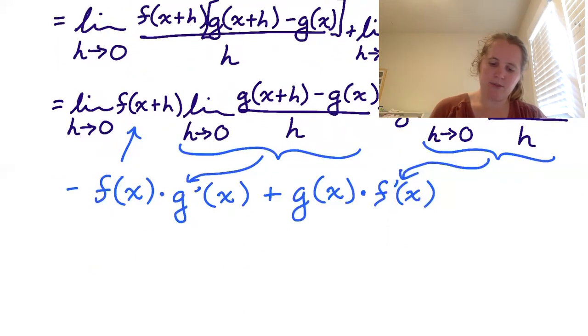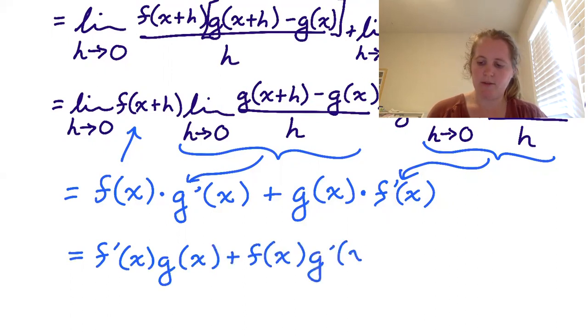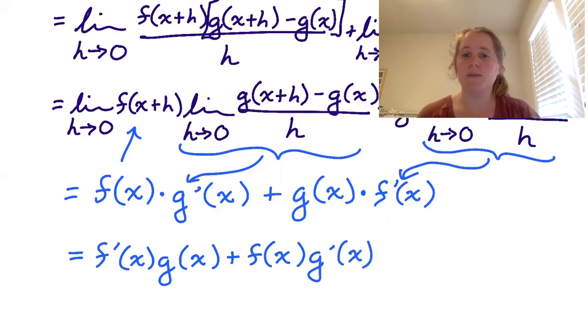And this is precisely our product rule. I just rewrote the terms in a slightly different order. So we could rearrange this as f prime of x times g of x plus f of x times g prime of x if we wished, swapping the order of the terms. So that is the product rule.